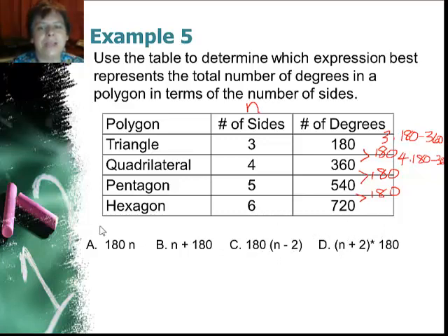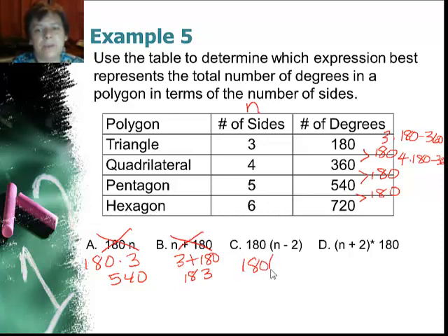Try plugging in different numbers. 180 times 3, that would be too big. You just put in the number, right? You get 540 on your calculator. 3 plus 180, that's too small. Or actually, it's too big. That doesn't work either. All right.